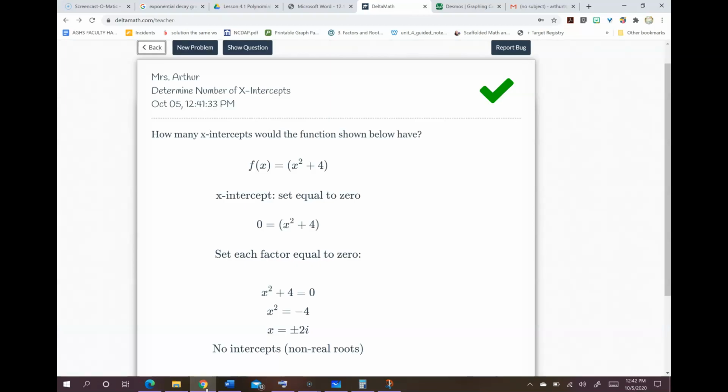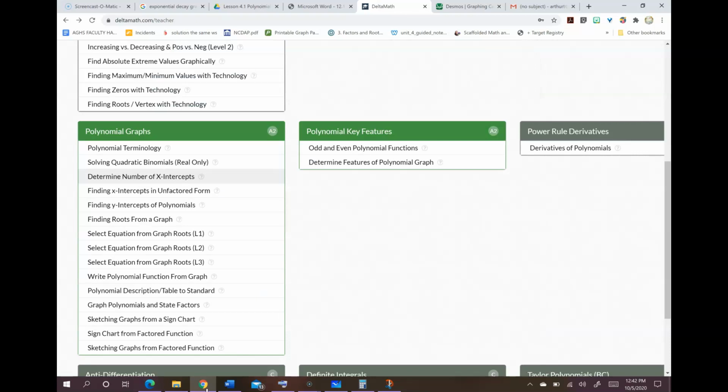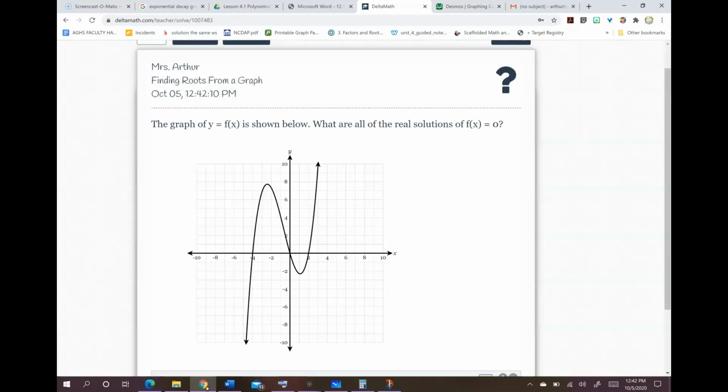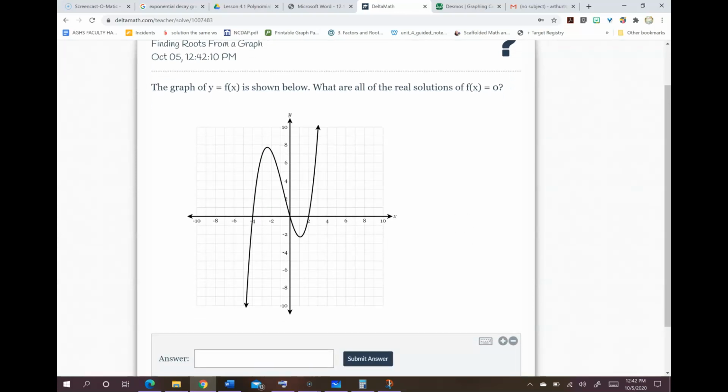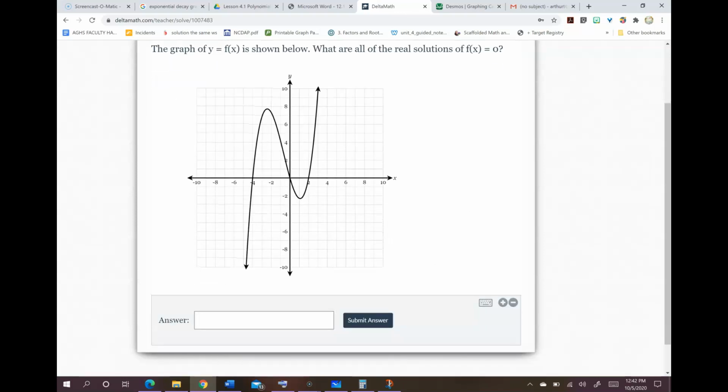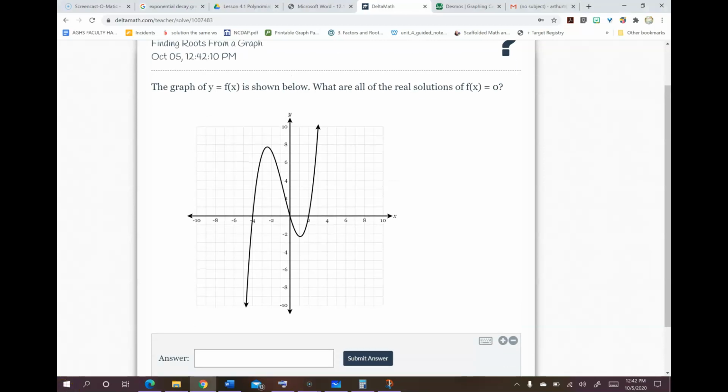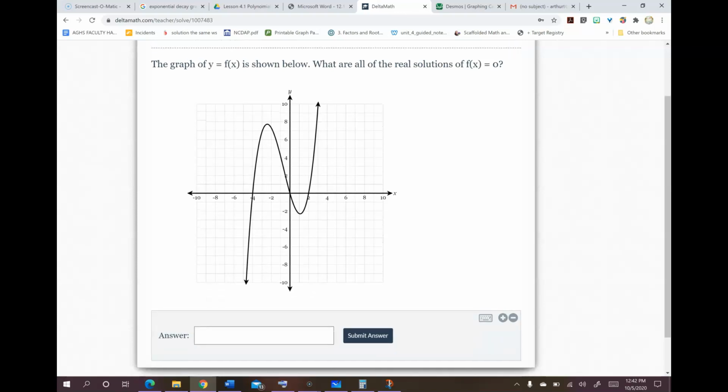All right. And then the last section you're going to do for here is finding roots from a graph. So you're going to be looking at the graph. So it actually is going to give you the graph, and it wants you to find the roots. But again, read it. It says, what are the real solutions? Okay? So this one wants it in. So when this one says solution, a solution to equation is one answer, right? So it just wants the x values. So what are my solutions? Solutions are where it crosses the x-axis.